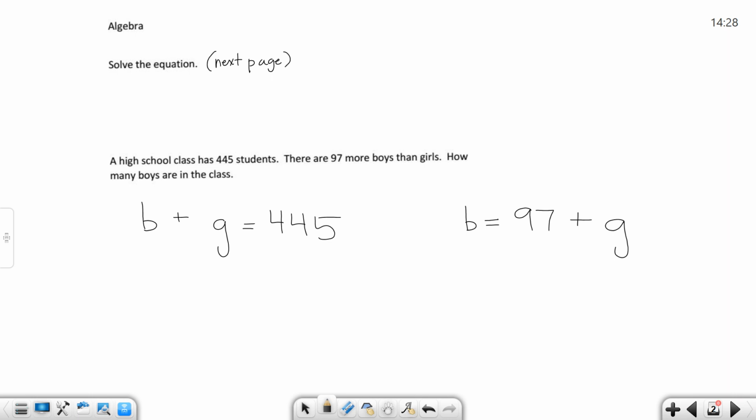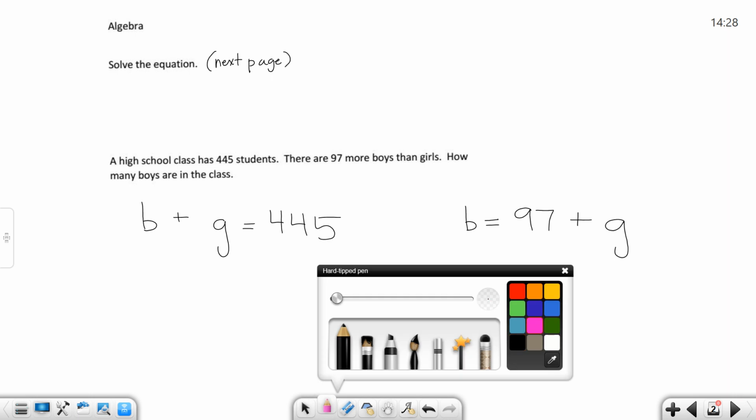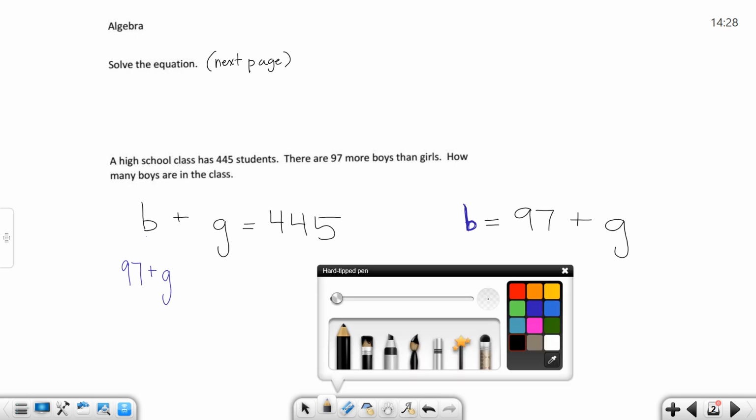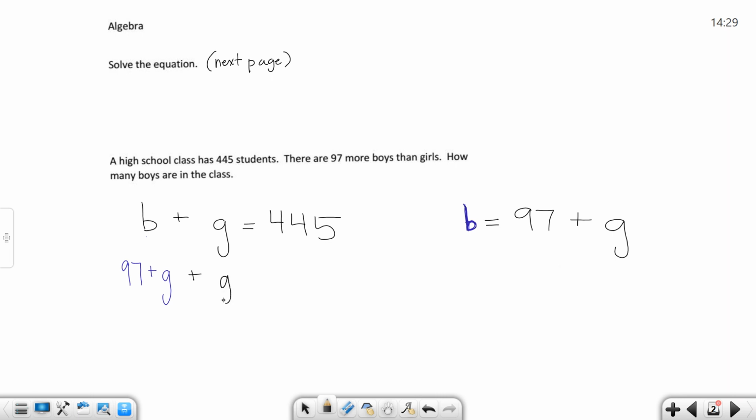Now, the way that we're going to work this is called a system of equations, and we're going to work it by using substitution. See this b right here? I know that b is 97 plus g. So instead of writing b right here, I'm going to write this as 97 plus g. Okay? So I already have a g, and that equals 445. Now if I put those together, I'm going to get 97 plus 2g equals 445.